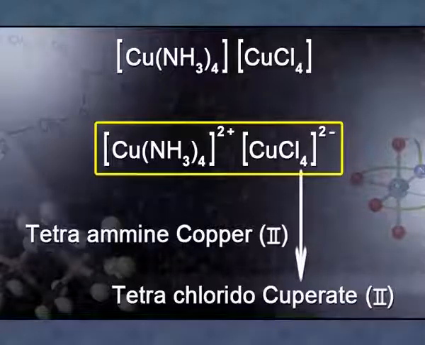For cationic and neutral complexes, there is no change in the name of the central metal ion. Cobalt remains cobalt, nickel remains nickel. But if the complex has negative charge, then you should add -ate: cobaltate, nickelate, zincate, vanadate, ferrate, and so on. I hope our learners have understood the IUPAC naming, and it's very important to follow the rules if you want to give your compounds a correct name.